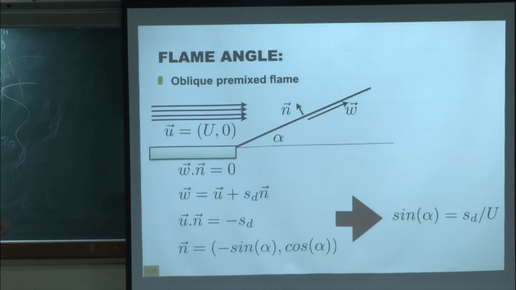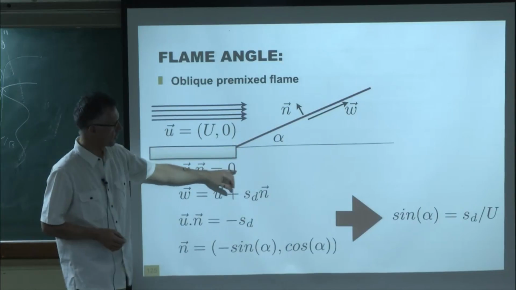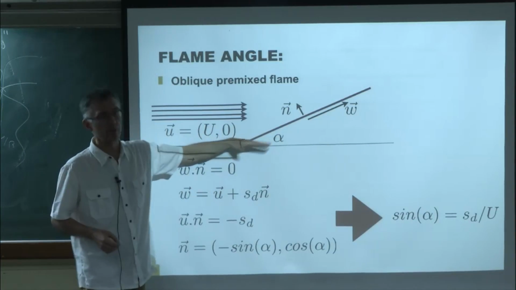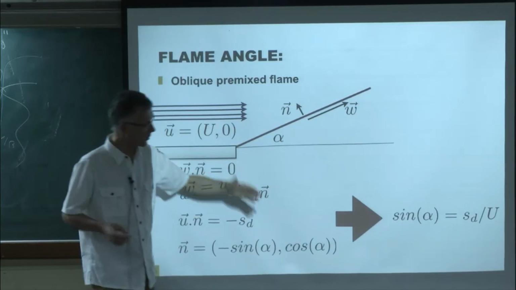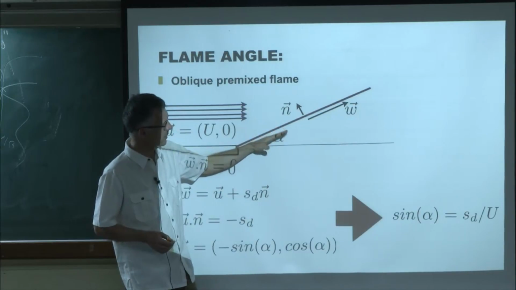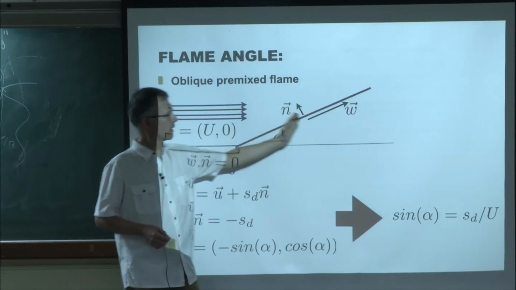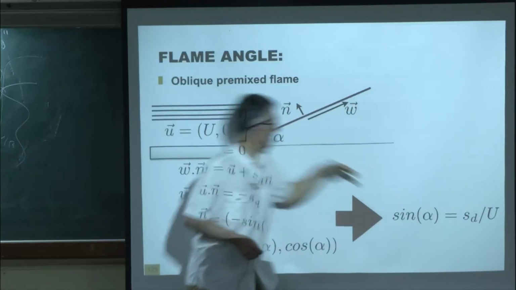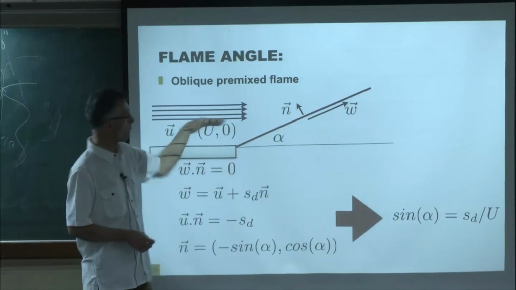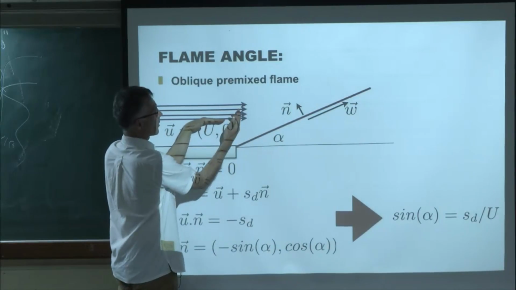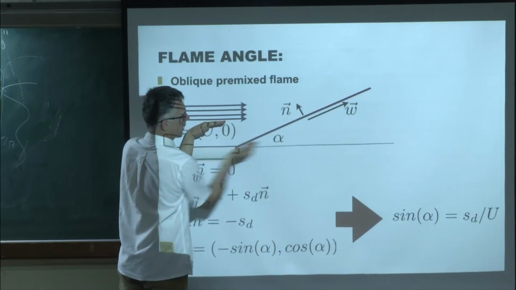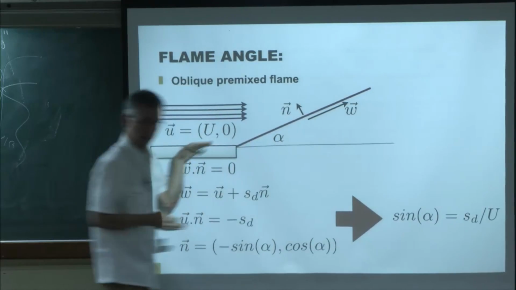So you can use this expression, W dot N equals zero, to compute the angle of the flame, and you find something which is quite obvious, that the sine of the angle here is the ratio of the flame speed divided by the flow speed. So if you're blowing slowly, the flame comes here. If you're blowing hard, the flame will lie along this axis. Okay?